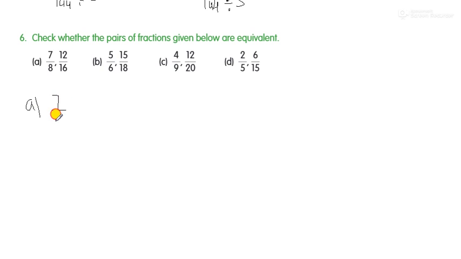Here 7 by 8, 12 by 16. Here 8 into 12, next multiply 7 into 16. So 8 into 12 is 96. Next 7 into 16 is 112. So they are not the same. So the products are not the same.